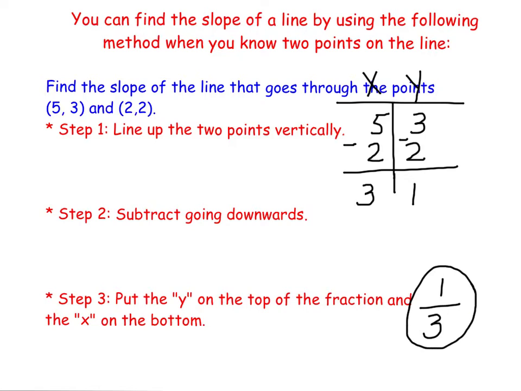So if you were to look at a graph that had these 2 points, you would have to rise 1 and then run 3.